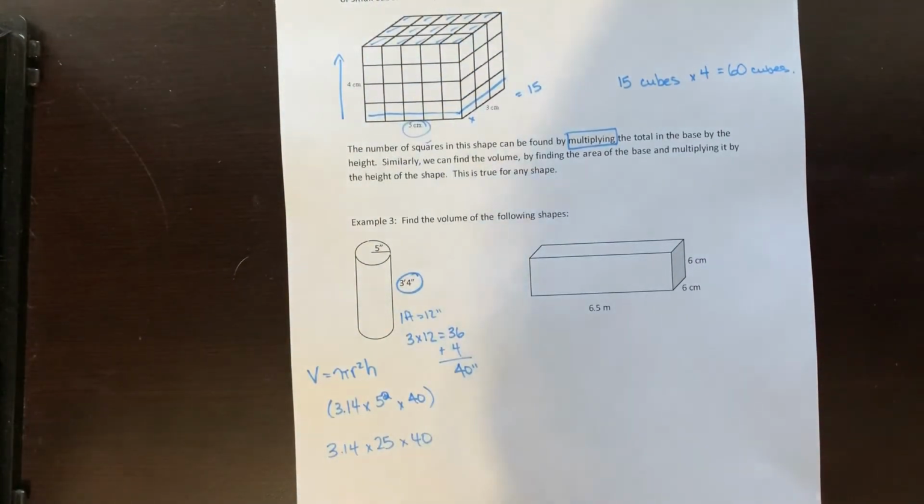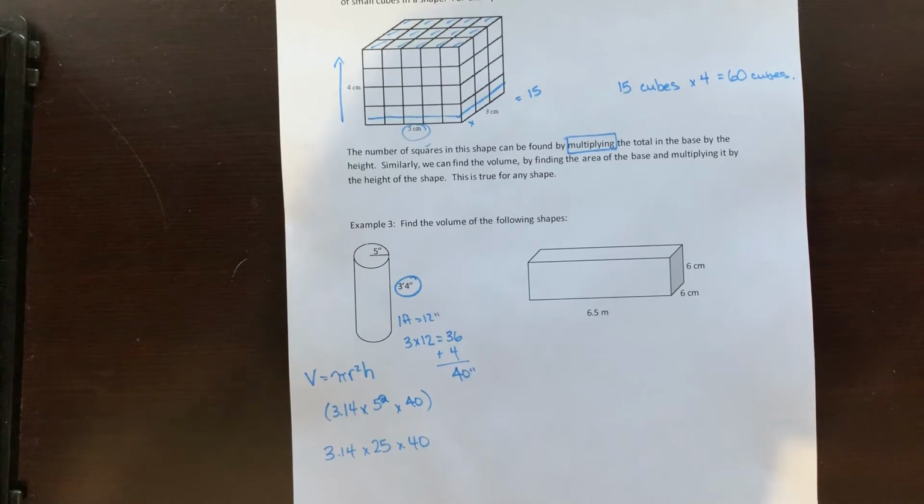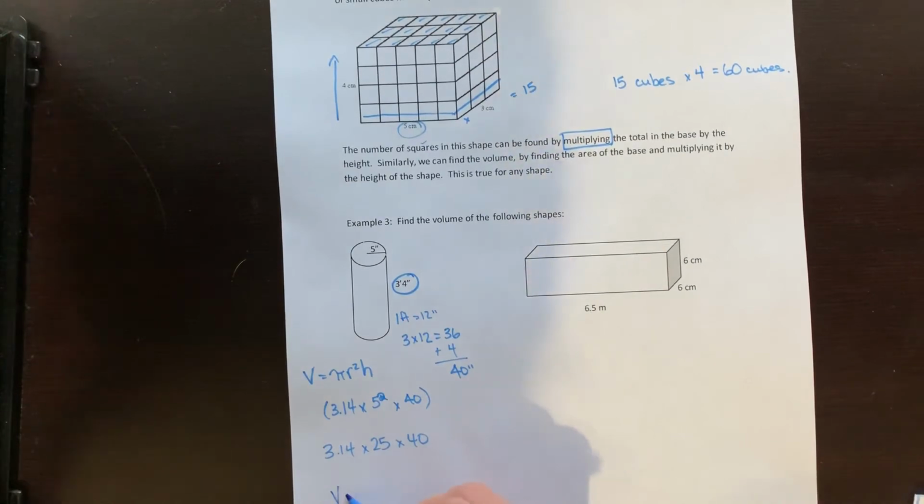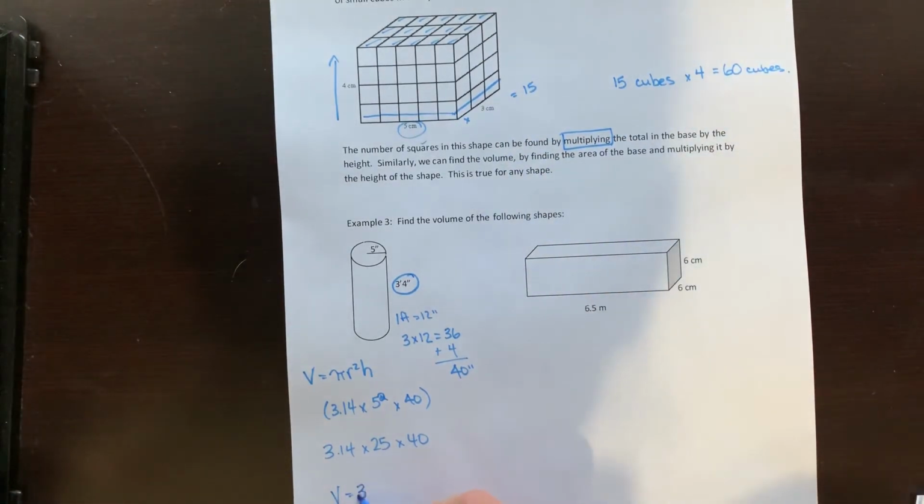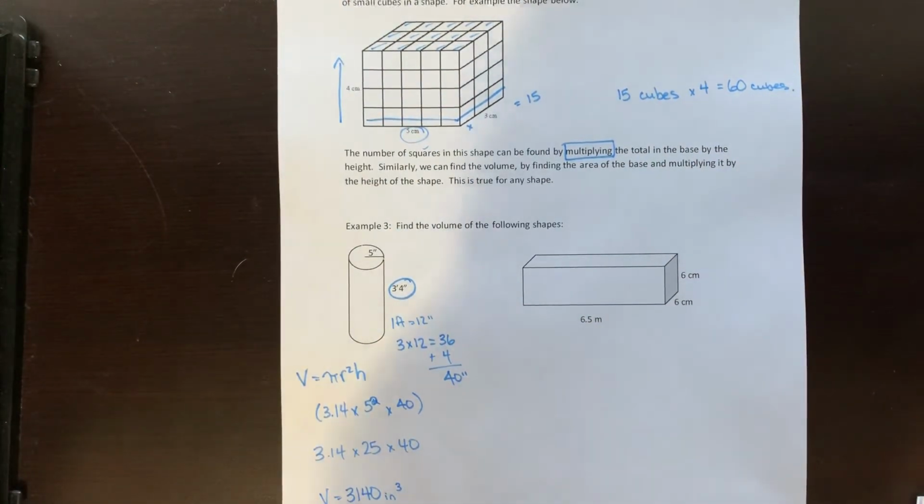So again, I need to make sure that when I'm calculating volume that I'm in a form that I can calculate properly. Okay, so 3.14 times 25 times 40 is going to give me my volume, 3,140 inches cubed.